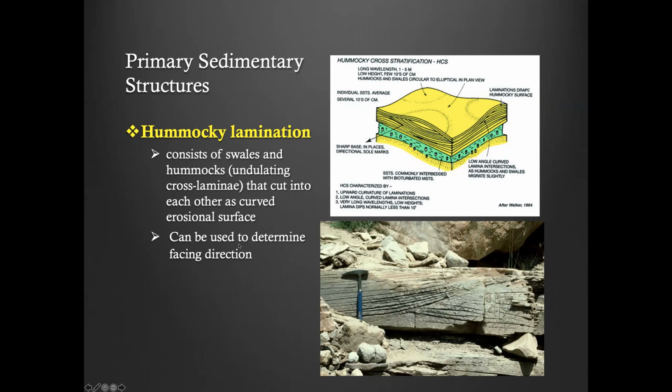It can be useful in determining facing direction if you can identify it in the field. If you can identify this hummocky cross stratification, we know which direction is up. It tends to have a sharp base and a rounded top.